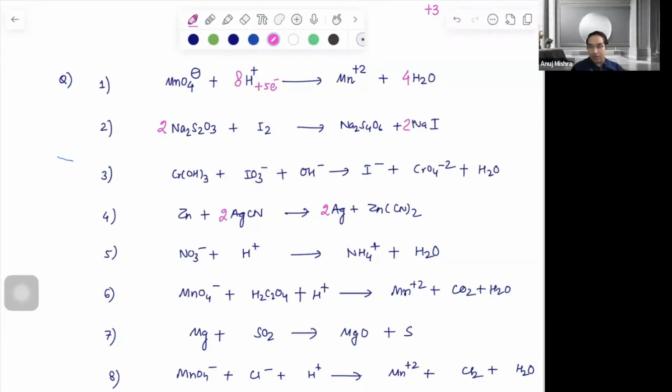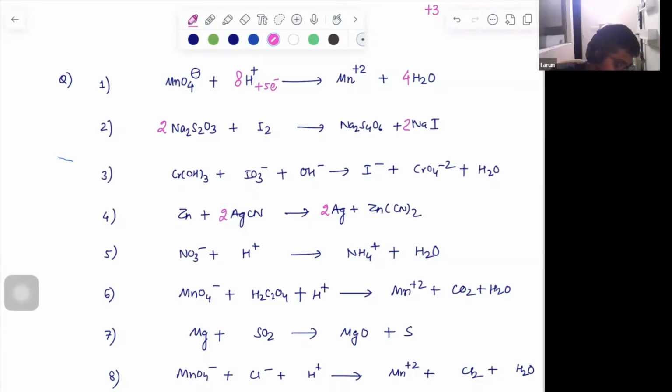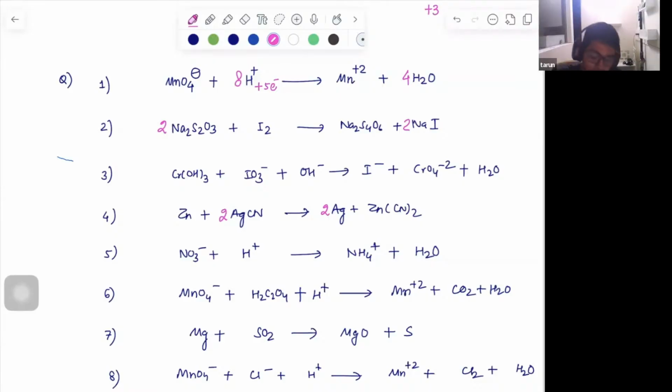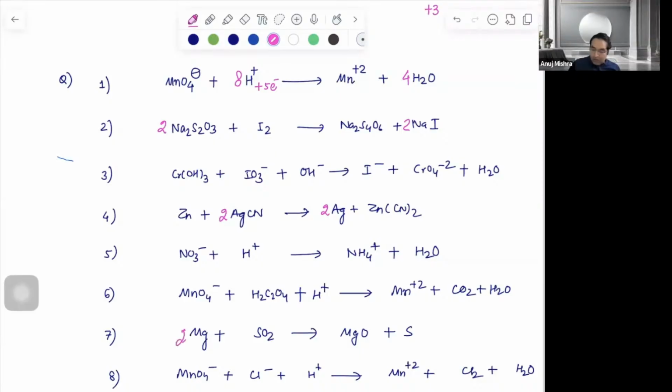Seventh question. Tarun, can you answer the seventh question if you reach there? The seventh is also a straightforward, simple question. Is it 10H plus 8 electrons plus 3H2O, sir? No, the seventh one I'm asking. Oh, the seventh one. Yeah, the fifth one is complicated, but the seventh one is easy. 2 Mg plus SO2 gives 2 MgO plus sulfur. Simple, that's all you had to do. Everyone check.